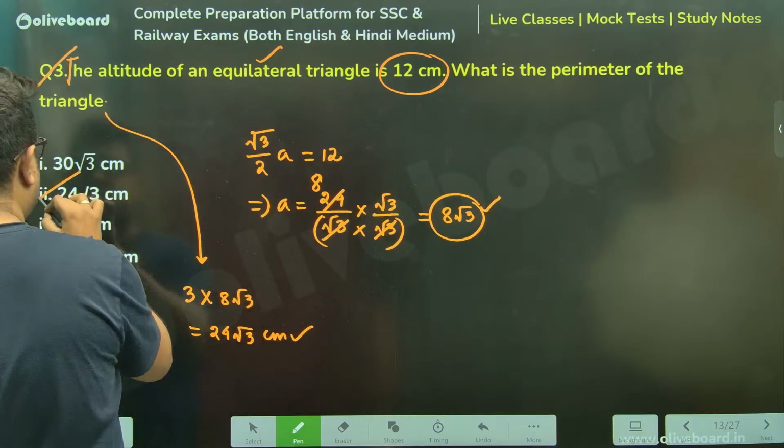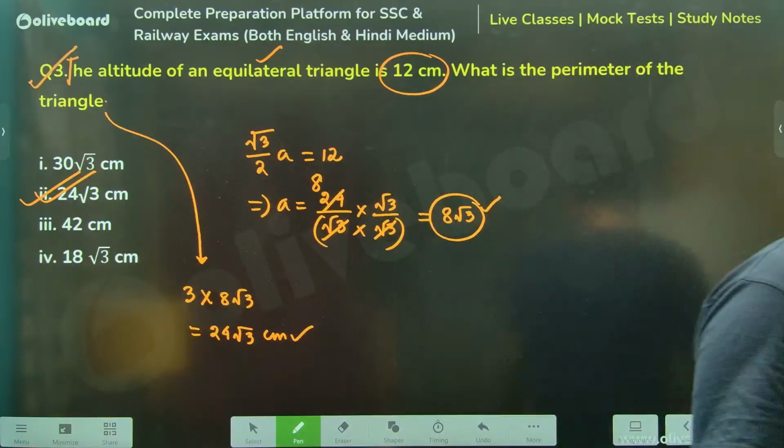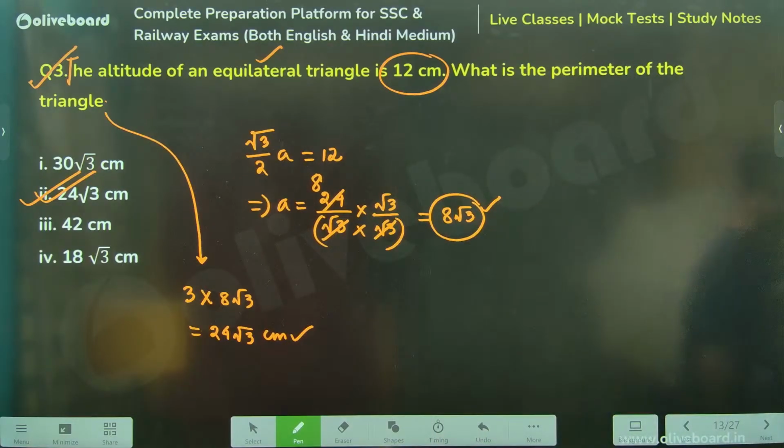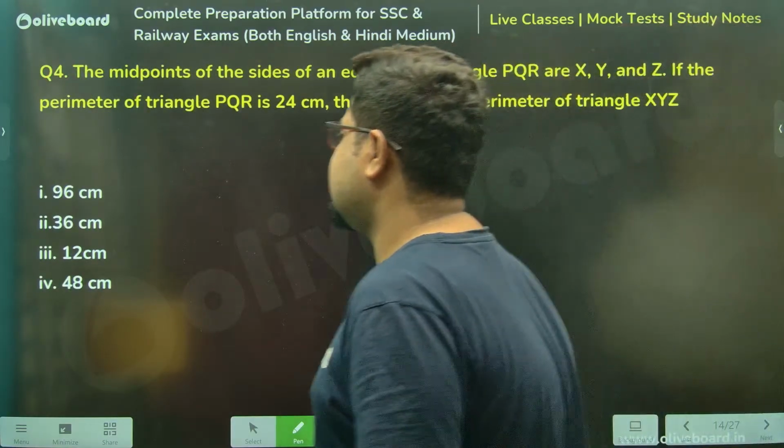Correct? Option number 2. Option number 2, sir. Again, it's a very, very simple question. Just put the value and check the answer.